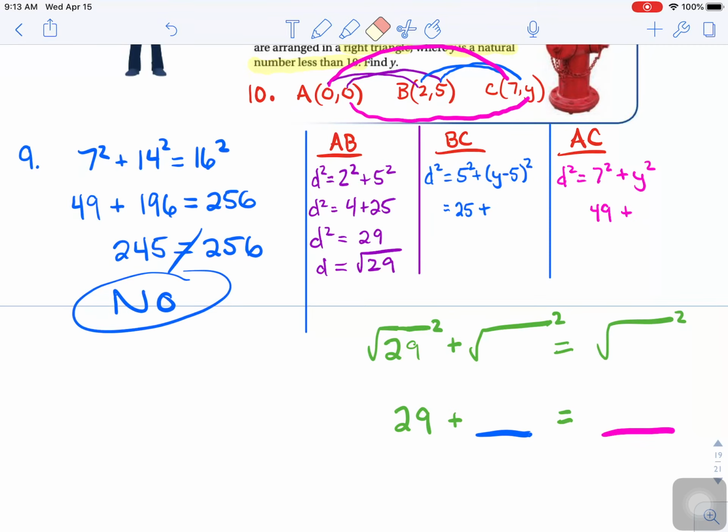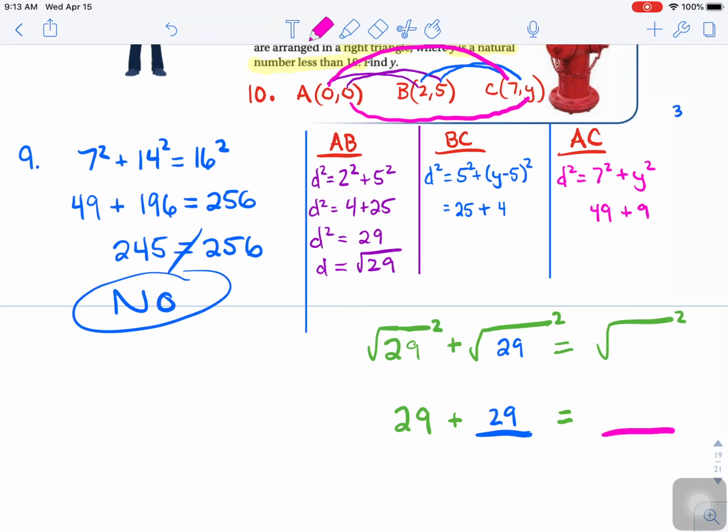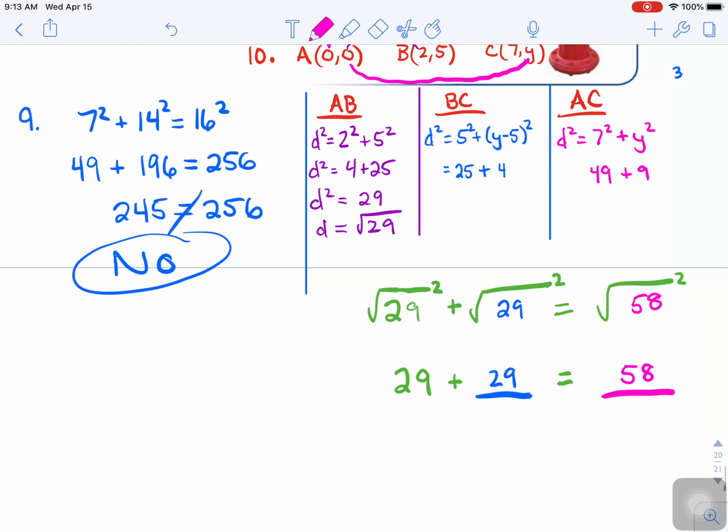So let's go back and plug in 3. If we plugged in 3, 3 minus 5 is negative 2. Negative 2 squared is 4. So that would give me 29. If I plugged in 3 over here, y squared would be 9. 49 and 9 would be 58. So here, if we added 29 and 29, I get 58 equals 58. So the correct answer for this question is y should equal 3.